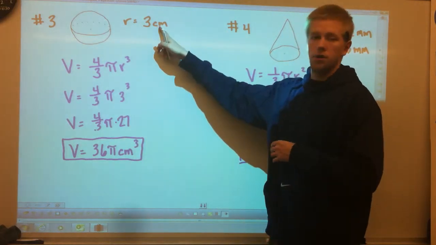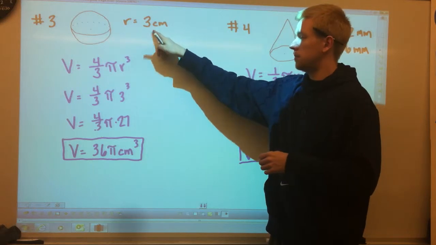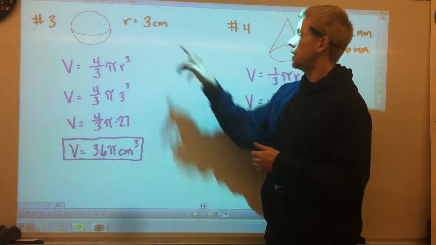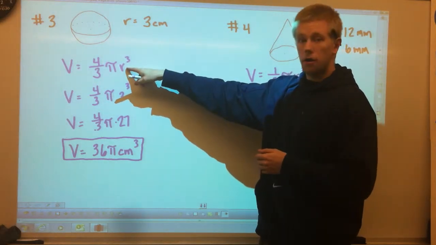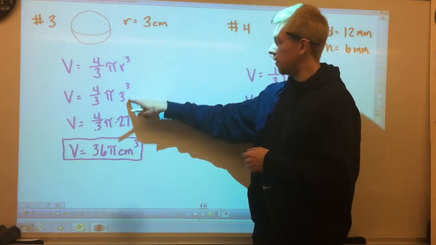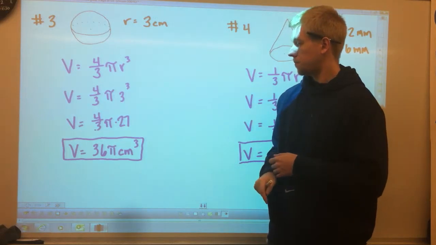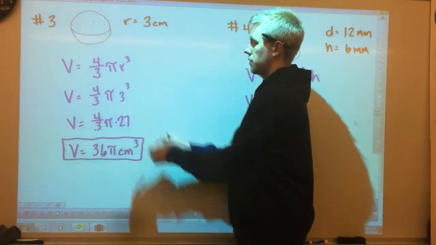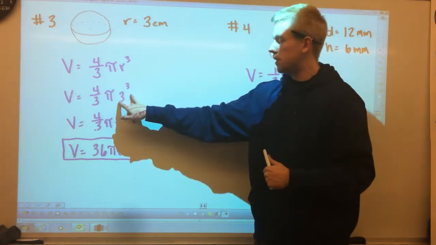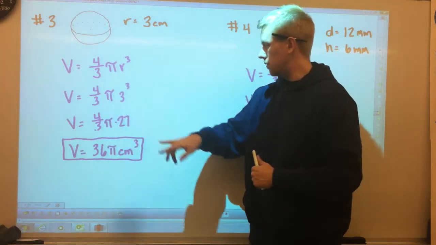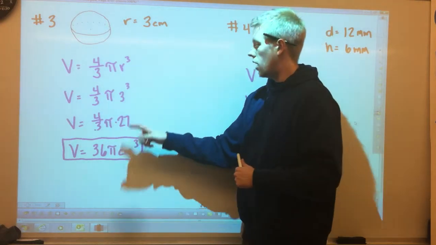This time I gave you r, so you don't have to divide anything by 2. I just simply gave this one to you. You're going to plug in that r to where r is. So you just substitute r for 3. So you have 4/3 pi 3 cubed. Normally I would like to write parentheses around here. I did not do that. When I substitute things, I like to do that. Didn't do it here, so you can do that if you want to.